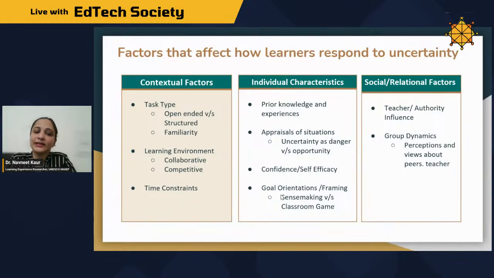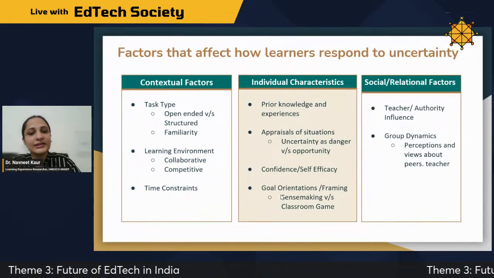Then there are time constraints. How much time has been given to them to do the task. If it's really less time, their approach would be to find answers quickly, maybe. And they might also feel threatened by less time, and they might not want to face uncertainty. So the contextual factors will of course play a role in how they are responding to uncertainty. Then there are of course individual factors.